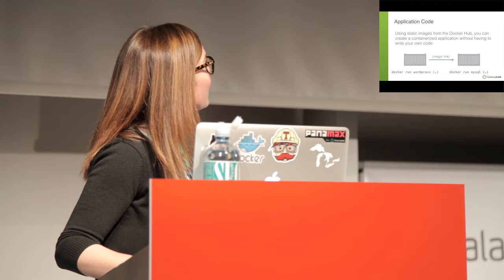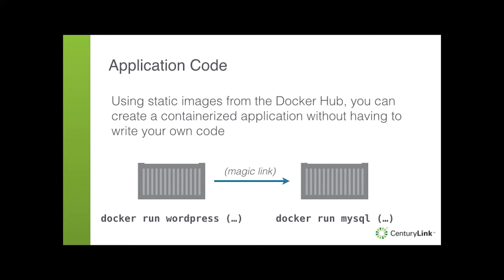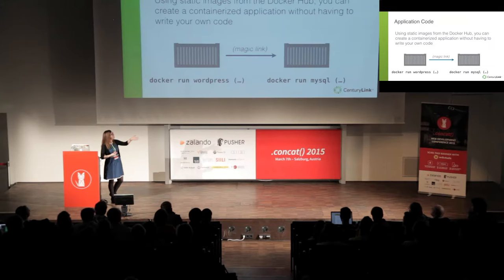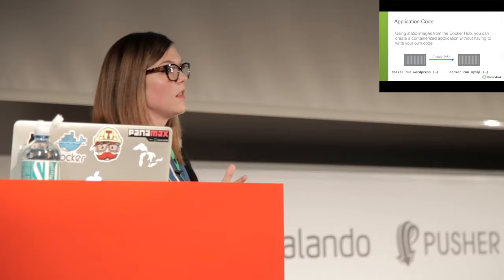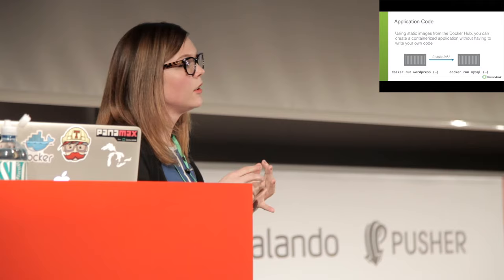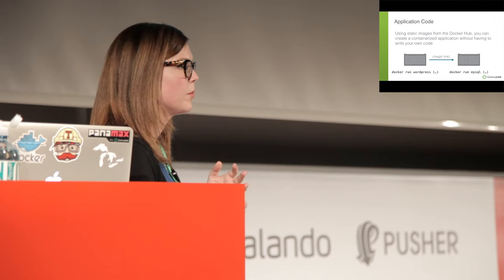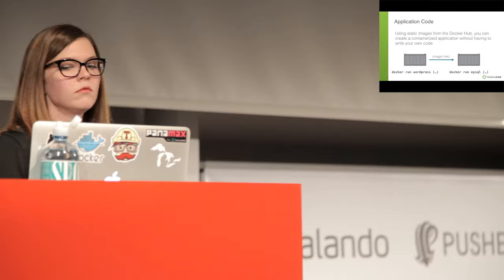Here's a little visual example of what it might look like to run an application where you pull things down from the Docker public hub. I can say docker run WordPress and docker run MySQL. I do some magic, which I'll get to later, to get WordPress to know that it has a dependency, and suddenly I have a WordPress installation and I didn't have to write anything. These are running, again, either on a virtual machine, like boot2docker, or any other CoreOS, Linux. There's a few other operating systems that support Docker. This could just be running on your own Linux bare metal server, if you have that.